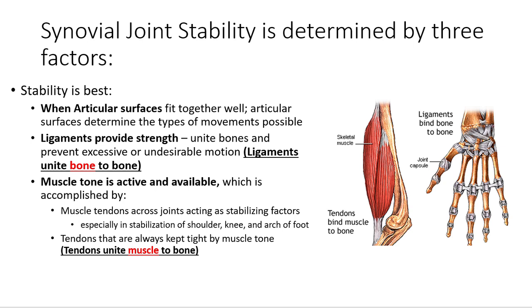And ligaments are going to provide strength, and ligaments unite bone to bone, and they're there to prevent excessive or undesirable movement. But definitely the most important part of synovial joint stability comes from muscle tone specifically. Muscle tone is when you have slight contraction of muscle, so it's ready and active and available when it needs to contract. And muscle tendons across joints act as stabilizing factors due to this muscle tone in the muscles they connect. So tendons are always kept tight by muscle tone, and tendons unite muscle to bone.